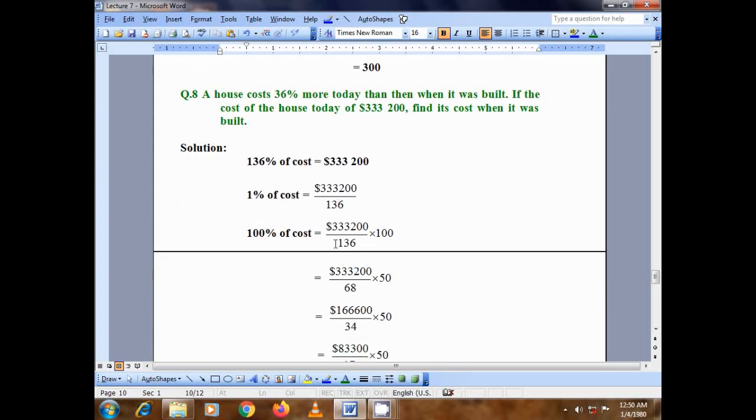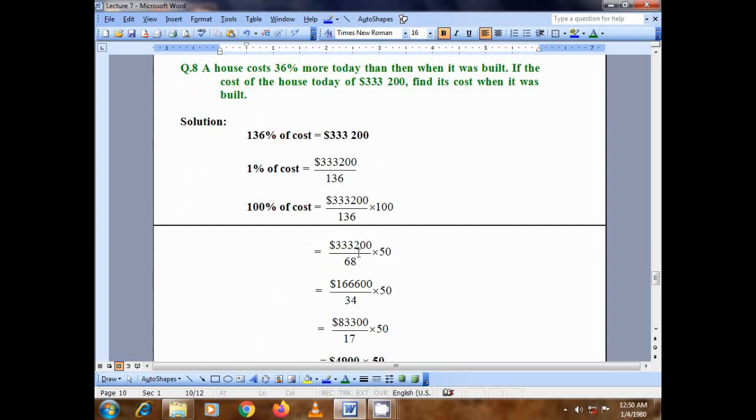First of all, the given quantity: 136% of cost, that is $333,200. Let's find 1% of cost. Then this 333,200 will be divided by 136, and then in the next step let's find 100% of cost. Then we will multiply this 100 by the fraction $333,200 divided by 136.